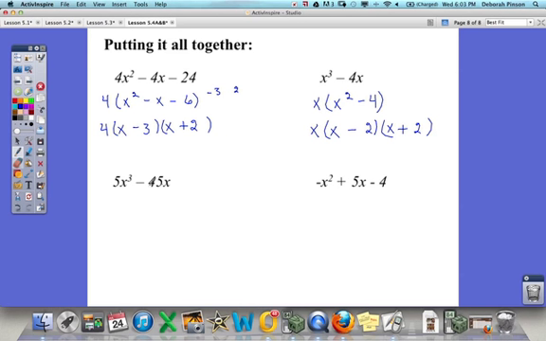Okay, this one reminds me of the last one that we just did. So again, I can pull some stuff out. I can pull out a 5. I can also pull out an x. So I have x squared minus 9. And this again looks like difference of perfect squares. So square root of each of them, and one minus and one plus.